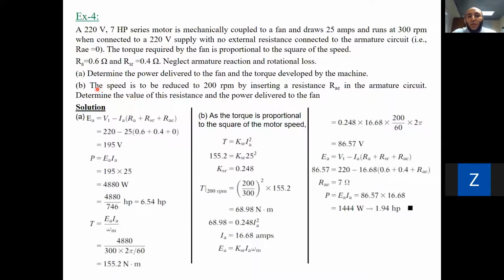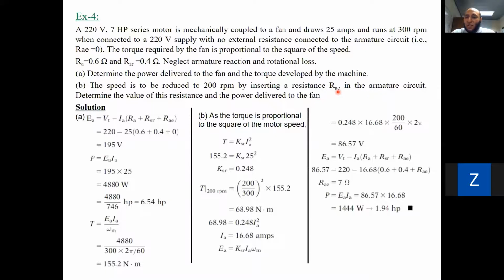So simply we can substitute in the relation to get the value of the developed torque. Part B: the speed is to be reduced to 200 RPM by inserting a resistance in the armature circuit. So we will use a rheostat in the circuit. If we add a resistance, we expect to have different operating points. What is required here? Determine the value of this resistance and the power delivered to the fan.